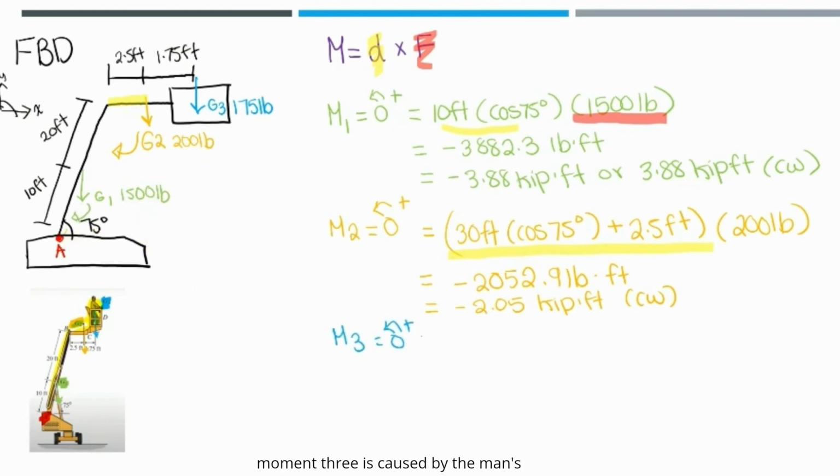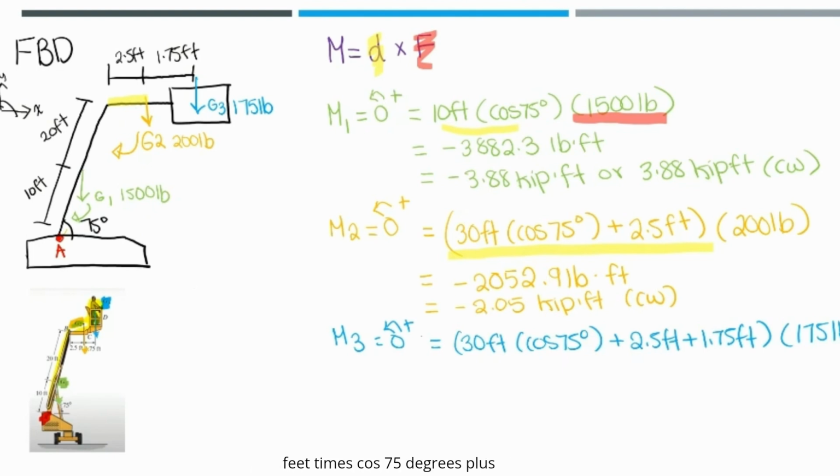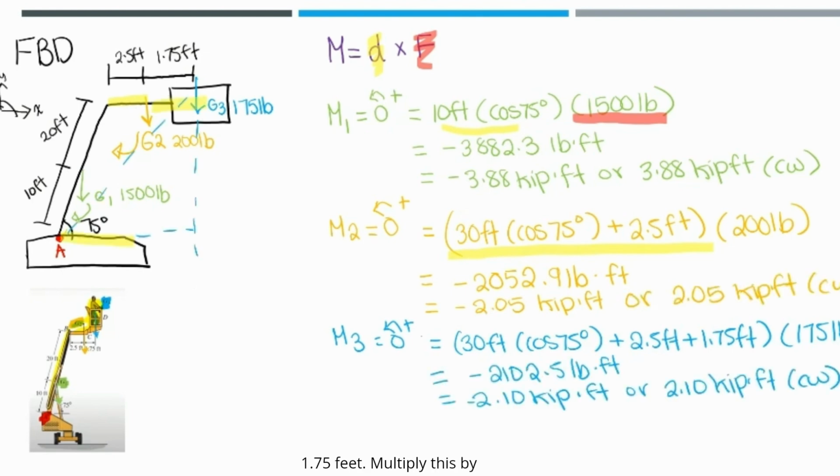Lastly, moment 3 is caused by the man's weight in the bucket. This is equal to 30 feet times cos 75 degrees plus 2.5 feet plus 1.75 feet. Multiply this by 175 pounds. This gives us a result of negative 2.10 kip feet, or 2.1 kip feet in the clockwise direction. Again, G3 also creates a clockwise moment about point A.